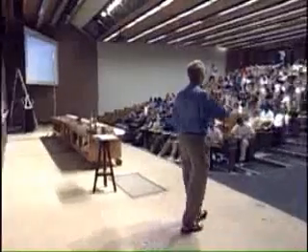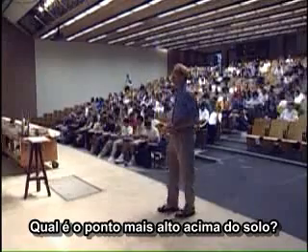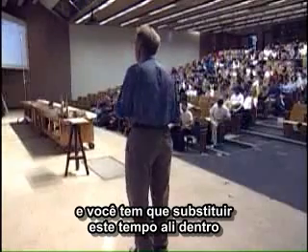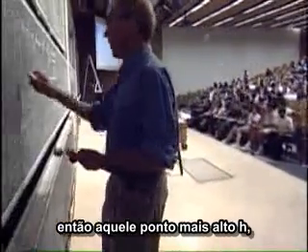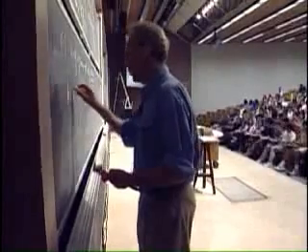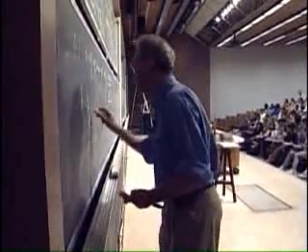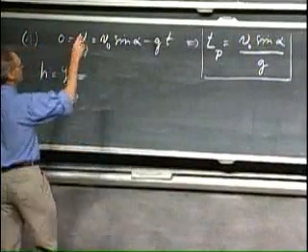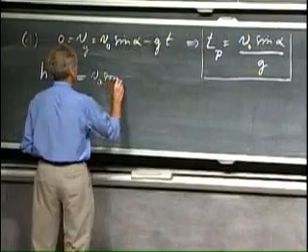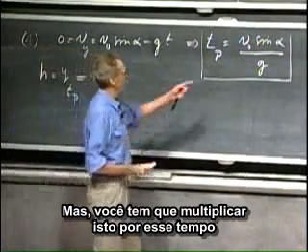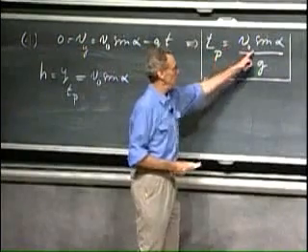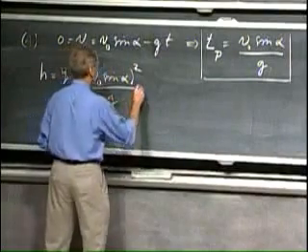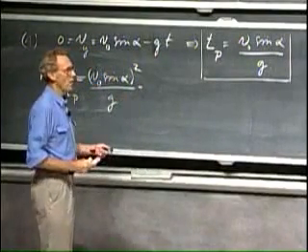Where is it then? What is the highest point above the ground? Well, now you have to go to equation number 3, and you have to substitute this time in there. So that highest point h, which is y at the time t of P, equals v0y t, that is v0 times the sine of alpha, but I have to multiply it by this time. And so I get another v0 sine alpha, and I get a g here, minus g t.